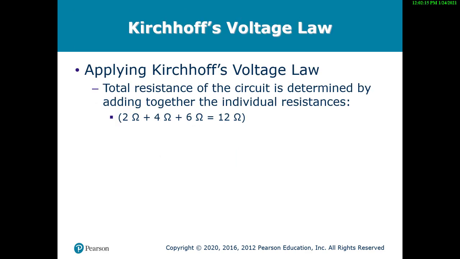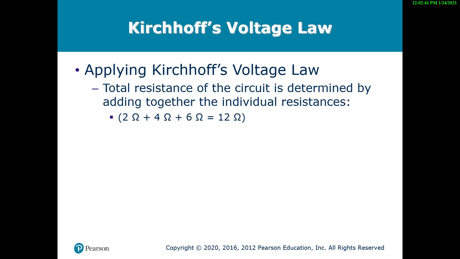So we're going to apply Kirchhoff's voltage law here, his series circuit voltage law, which is his second law. Total resistance of the circuit is determined by adding the individual resistances. So to the electrons entering the circuit at the battery, they don't see individual loads in a series circuit. They see one large resistor. So we're going to add them together.